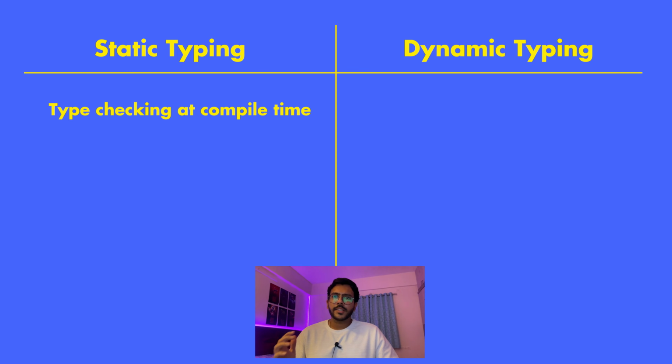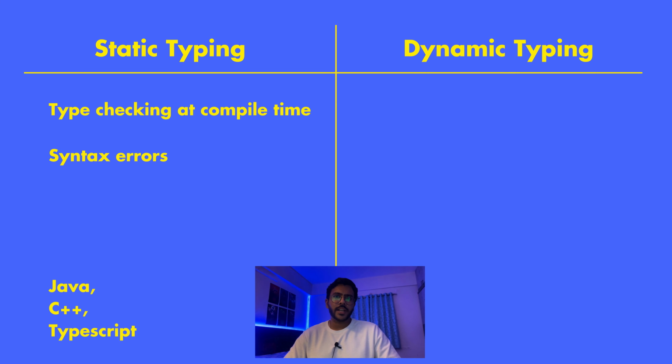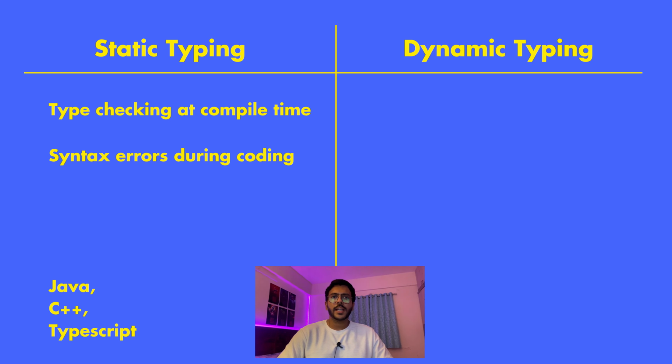You need to explicitly declare the type of variables, function parameters and return values. Languages like Java, C++ and TypeScript are statically typed. This approach catches errors in your editor as you type in the code, leading to more reliable code and often better performance due to compiler optimizations.